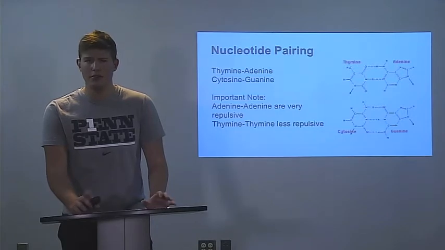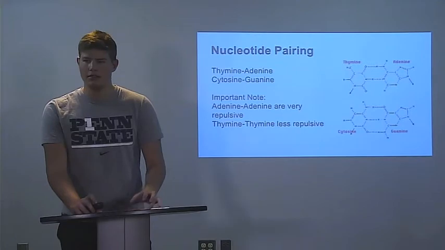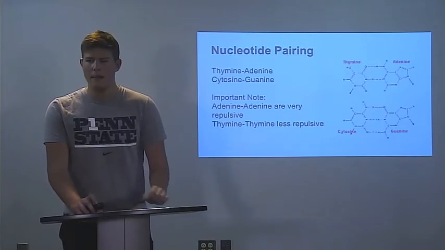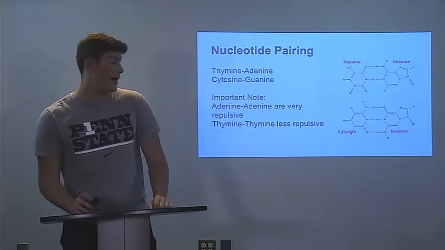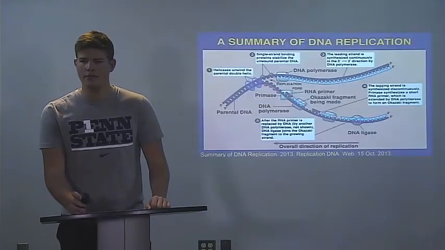Another thing you should know is nucleotide pairing. So thymine goes to adenine and cytosine goes to guanine. And an important note for later is that adenine to adenine are very repulsive, whereas thymine to thymine are less repulsive, and this just has to do with the size of thymine and adenine.